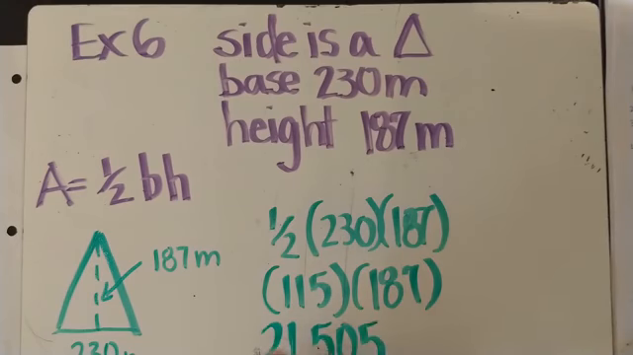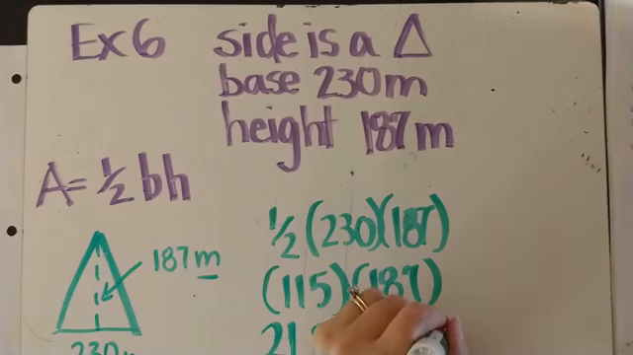21,505. Don't forget your labeling. We're talking about meters here. And anytime we're finding the area of an object, it's always squared.